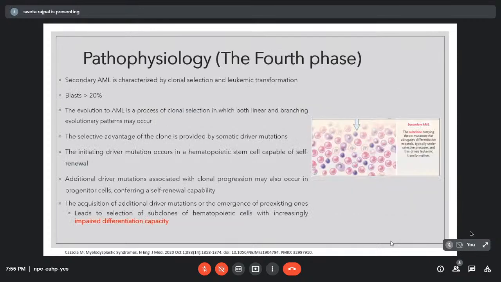When clonal evolution finally happens, the bone marrow is replaced totally with clonal cells. The next stage is progression to a leukemic phase, characterized by the presence of blasts, which is more than 20%. This evolution to AML is a process of clonal selection which occurs in both a linear pattern as well as a branching pattern. And how does it happen? It happens because of the addition of additional somatic driver mutations. These mutations happen at the stem cell or progenitor level and give self-renewal capability, and the acquisition of additional driver mutations leads to impaired differentiation capacity.